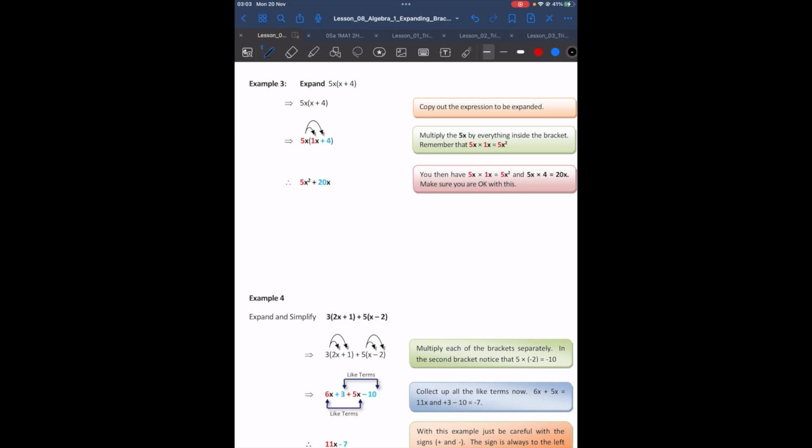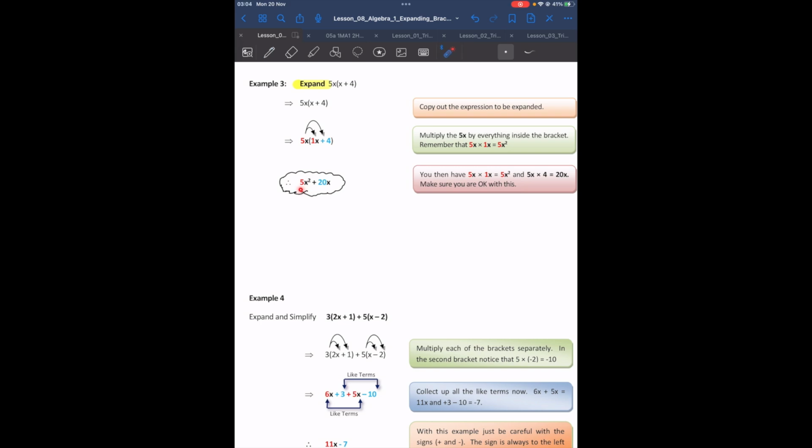The next example is very similar to the previous example. Again, key word that you're looking for is expand. All we're doing here is we're multiplying the 5x, which is outside the bracket, by everything which is inside the bracket, which is x plus 4. 5x times 1x will give you 5x squared. 5x times plus 4. 5 times 4 is 20, and then we stick the x at the end, which gives us 20x. Our final expression is going to be 5x squared plus 20x.